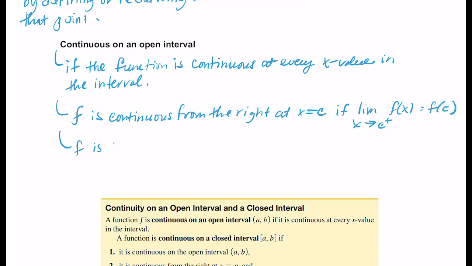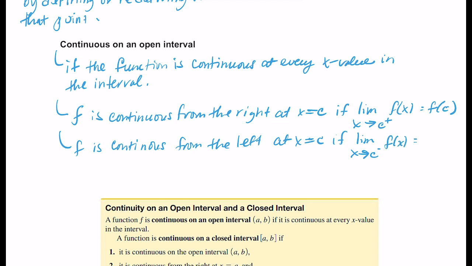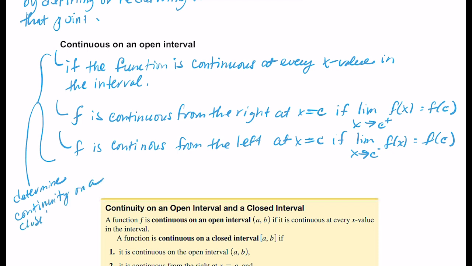And then, of course, f is continuous from the left at x equals c if the limit as x approaches c from the left of f of x also equals f of c. Okay, so we use these things to determine continuity on a closed interval.